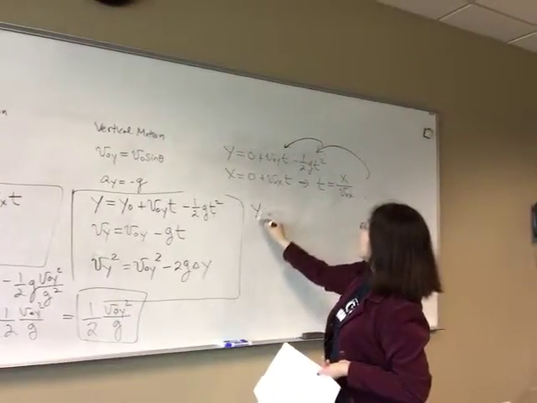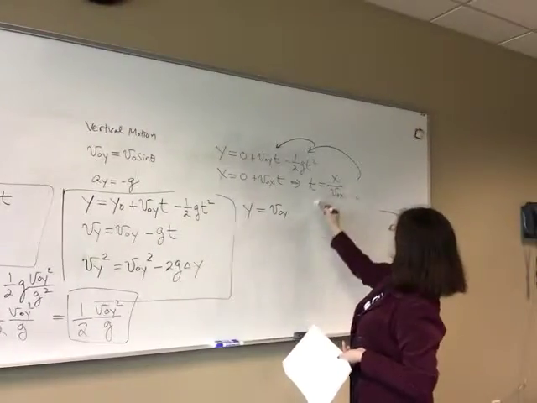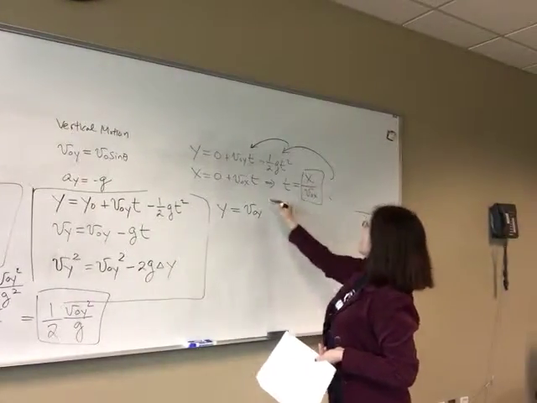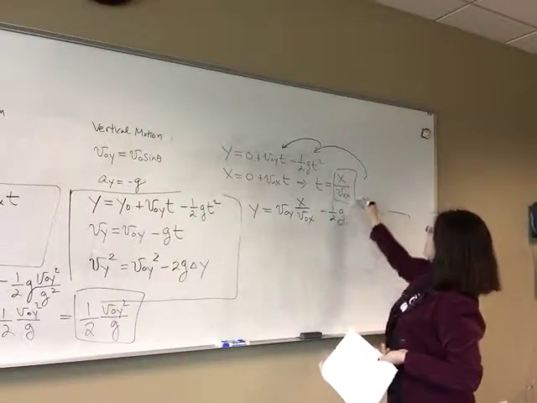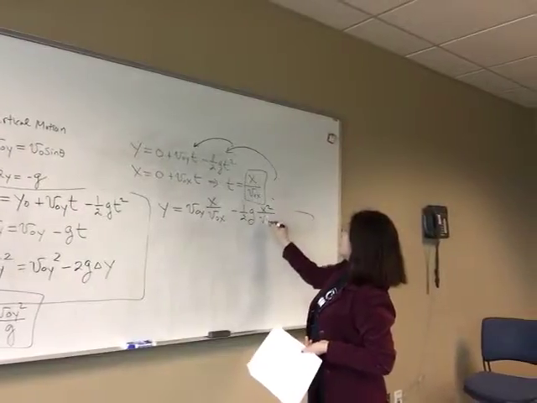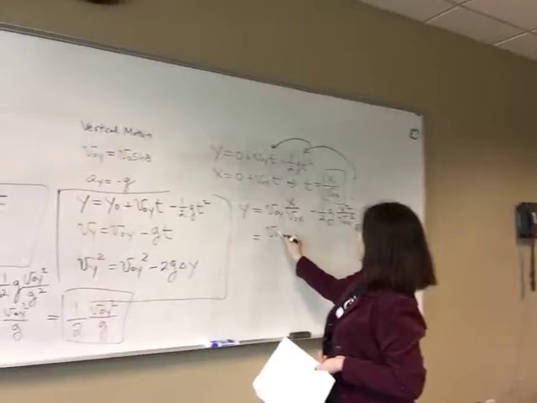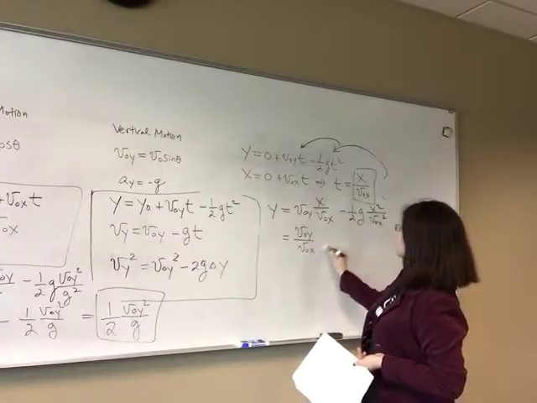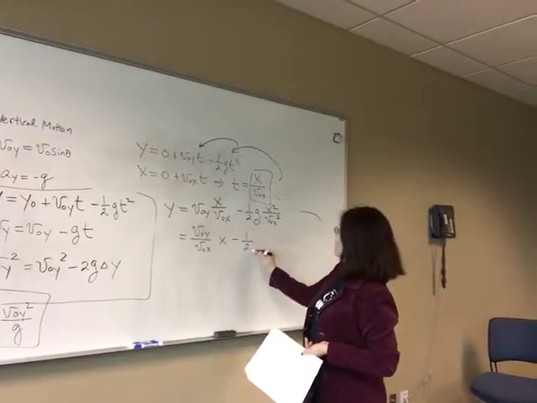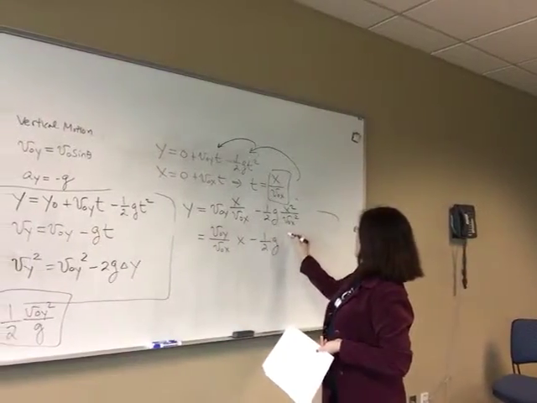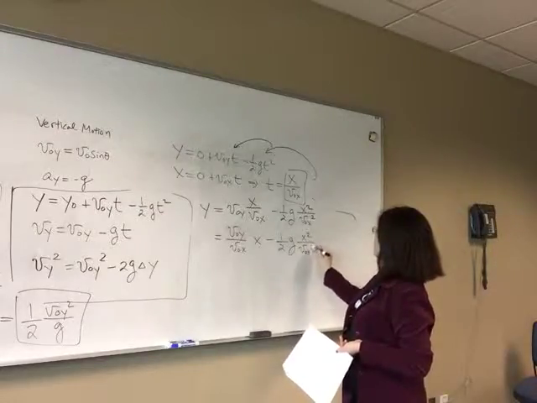So what we have here is y equal to the initial velocity in the vertical direction times time. Now the time is this, x over v naught x. And then minus 1/2 g, and then you square it, so t squared is x squared over v naught x squared. Okay, so I'm going to rearrange this. So you have v naught y over v naught x times the position in the horizontal direction, minus 1/2 g, and then you have x squared over v naught x squared.